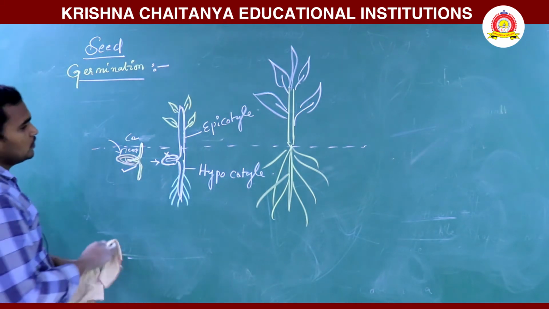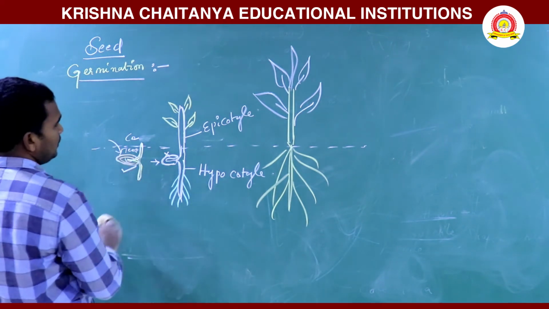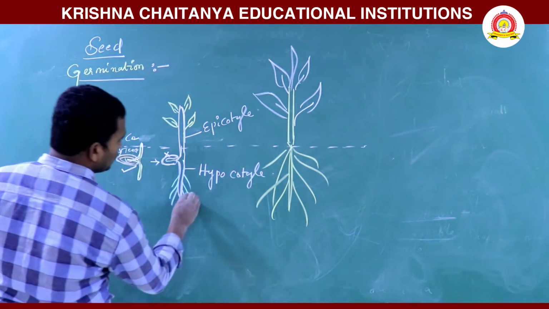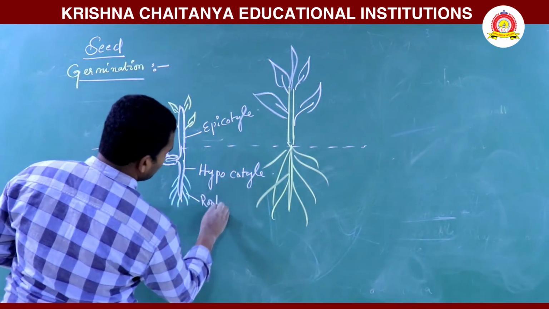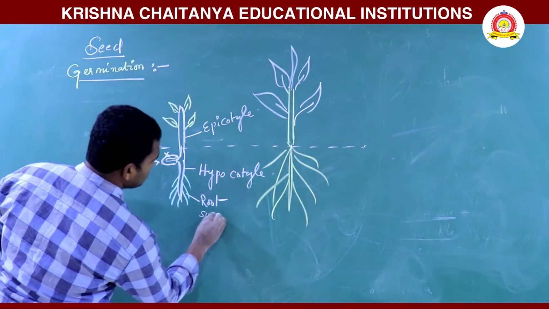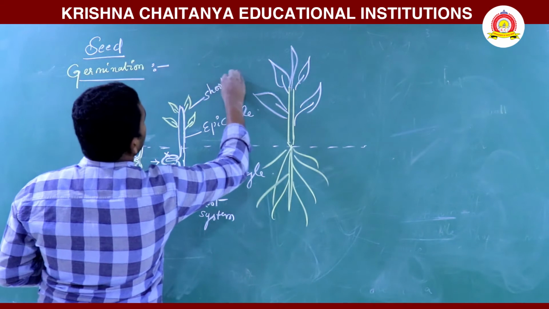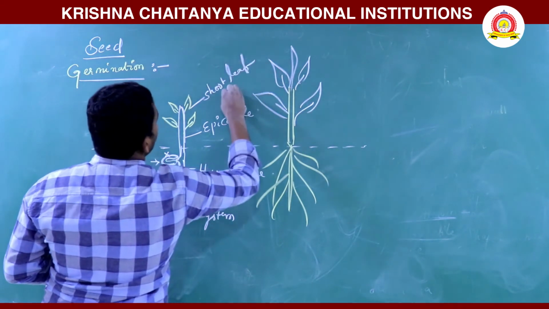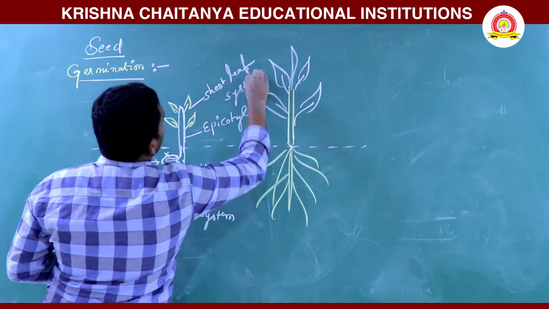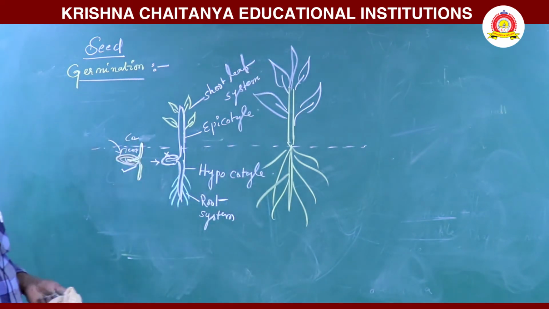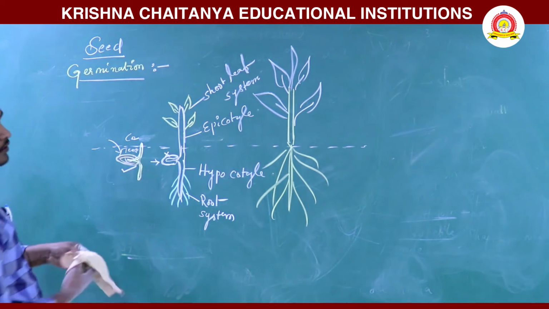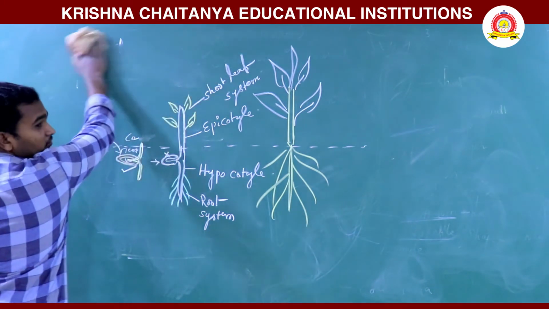So this is also seed germination. This is the root system it is producing, and it is producing the shoot and leaf system. Finally it also performs photosynthesis, prepares food material, and survives. So this is seed germination.